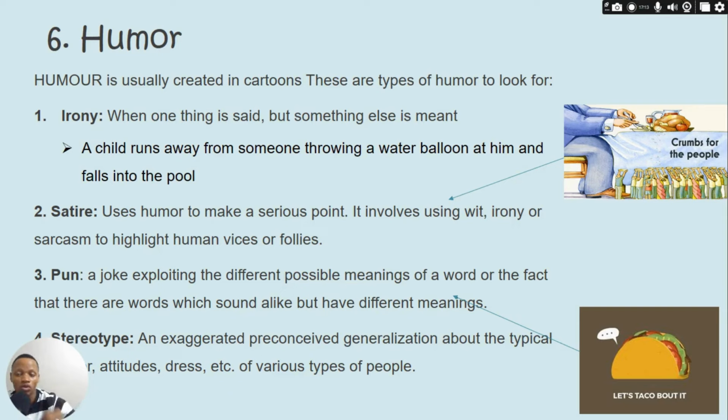Okay, and then you have humor. Humor is usually created in these cartoons. These are the types of humor to look for. There could be irony, when one thing is said but something else is meant. A child runs away from someone throwing a water balloon at him and falls into the pool. That's basically an irony there: this person was running away from something small like a balloon, and now they fall into a pool.